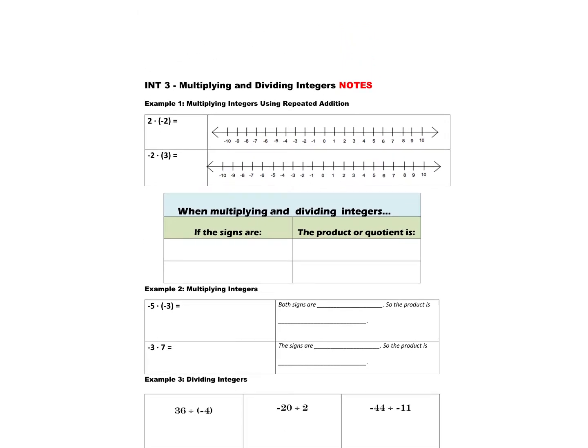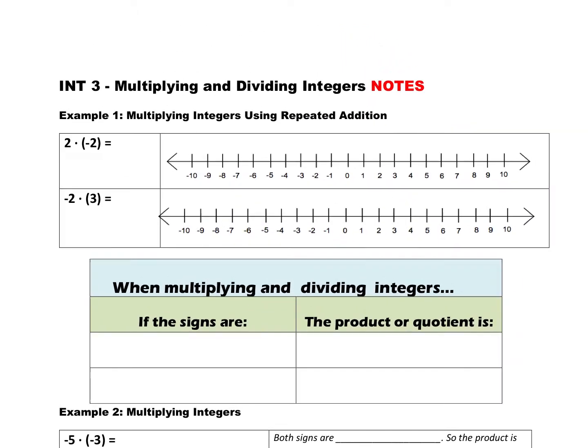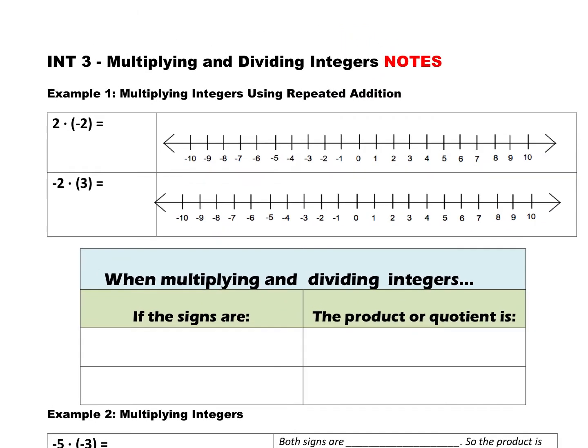So here we go. 2 times negative 2. That means 2 sets or 2 jumps of negative 2. So I'm going to start at 0, and I'm going to make 2 jumps of negative 2. Here's 1 jump of negative 2, and here's a second jump of negative 2. Look where I ended up. I ended up at negative 4. So this is just like repeated addition. Repeated addition gives us a multiplication answer.